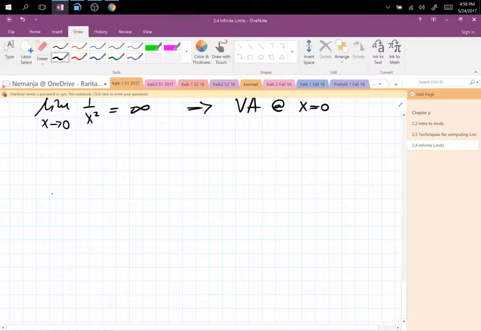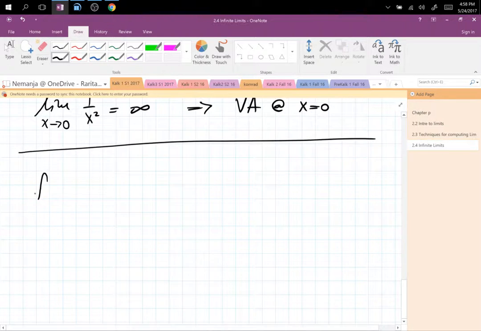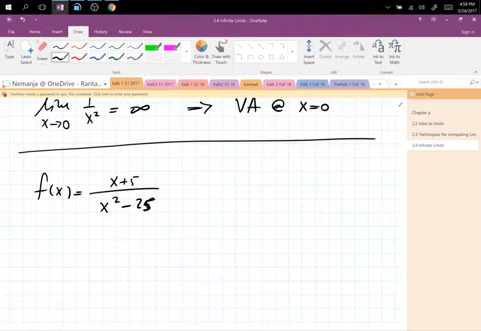So if we have f of x equals x plus 5 over x squared minus 25, how many vertical asymptotes do we have? Just talk. Two? One? Two?